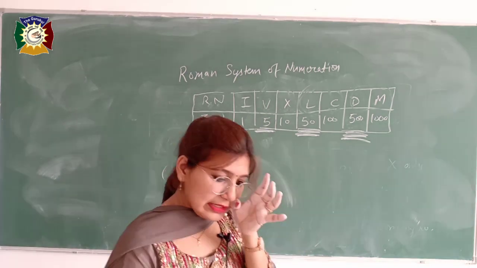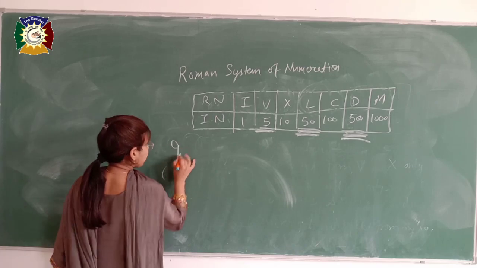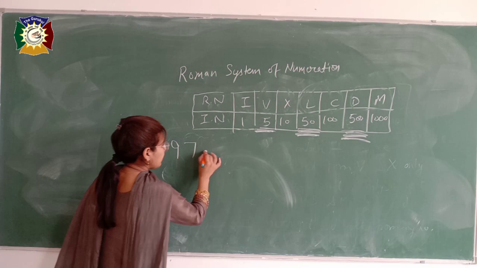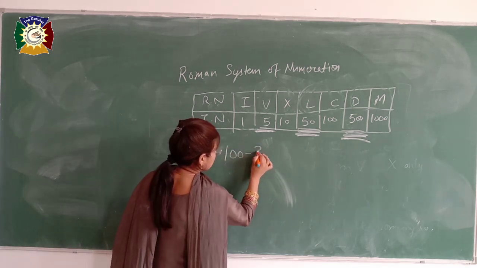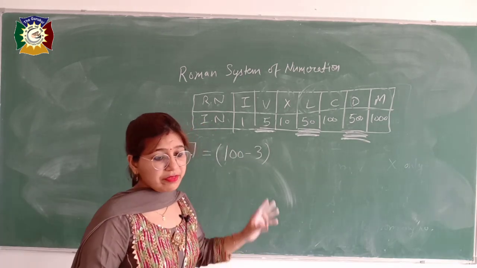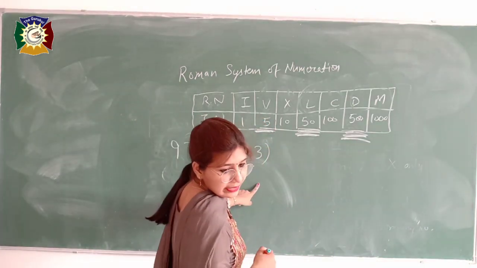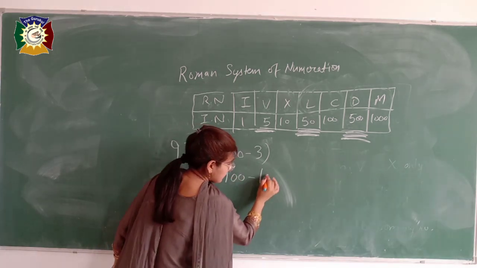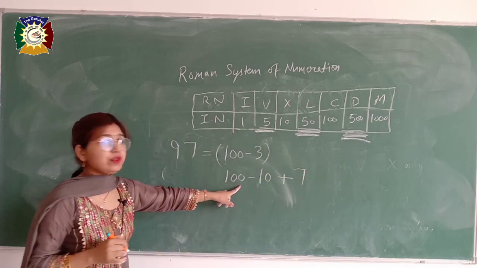Now after doing this we will do some examples. See bachche, if you want to write the number 97 in Roman numerals, first of all write it in the Indian system. 100 minus 3, it is like this. But we can't do it like this. There is one more way to solve this. How can you do this? You can write it as 100 minus 10, plus 7. Again it will give you 97.